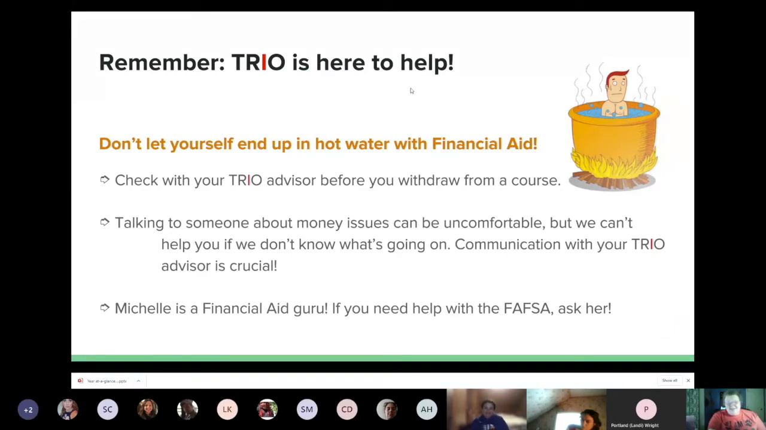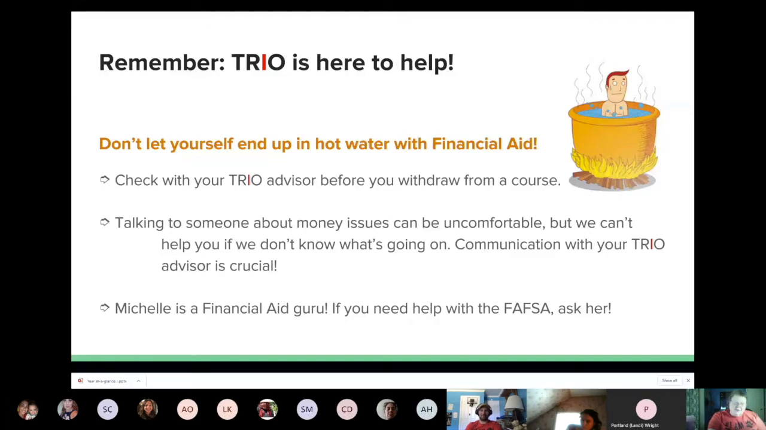Don't let yourself end up in hot water with financial aid. Check with your TRIO advisor before you withdraw from a course. Talking to someone about money issues can be uncomfortable, but we can't help you if we don't know what's going on. I often say, I'm good, but I am not a mind reader. Communication with your TRIO advisor is crucial.